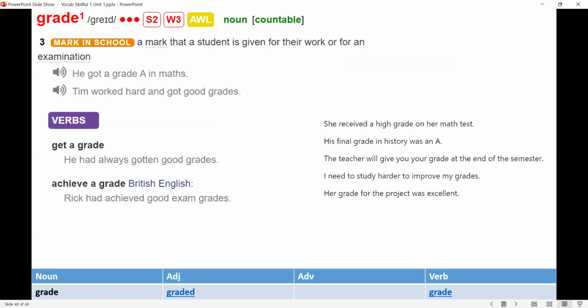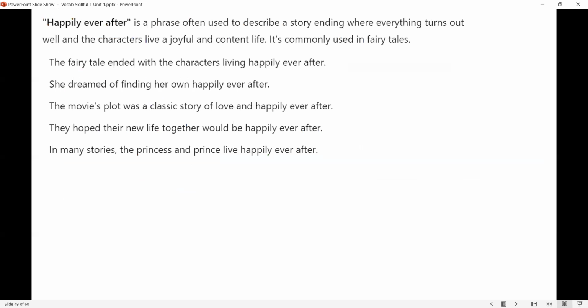Grade. Grade is a mark in school, a mark that a student is given for their work or for an examination. He got a grade A in math. So you can get a grade or achieve a grade. She received a high grade on her math test. The teacher will give you your grade at the end of the semester. I need to study harder to improve my grades.